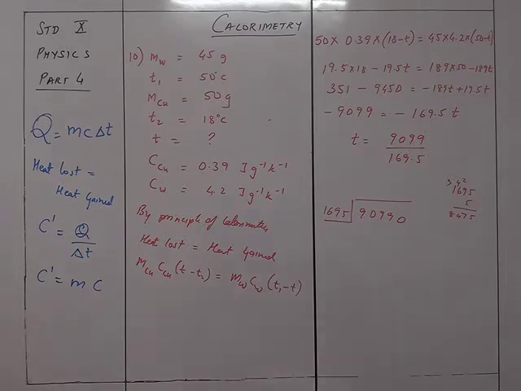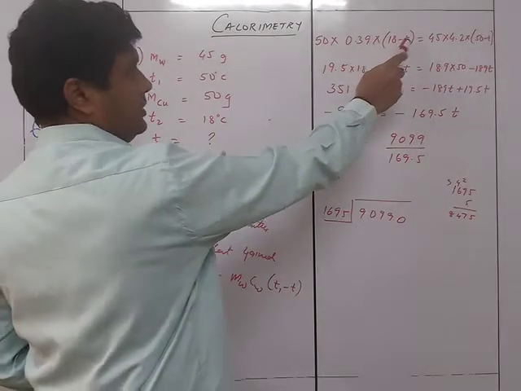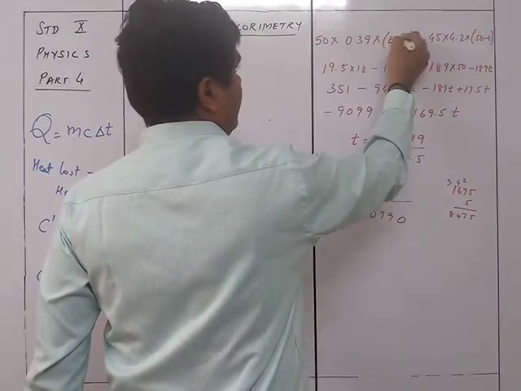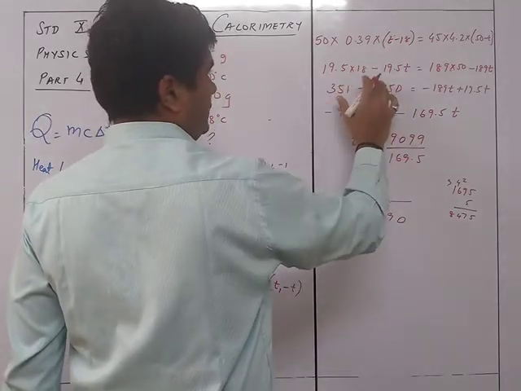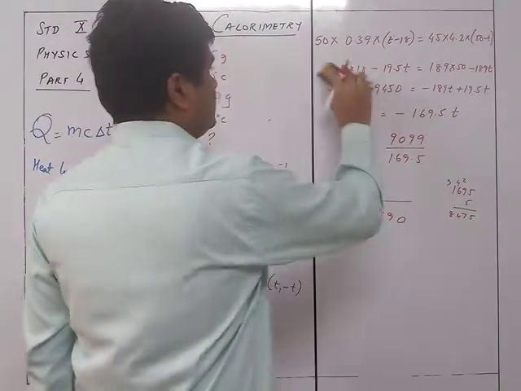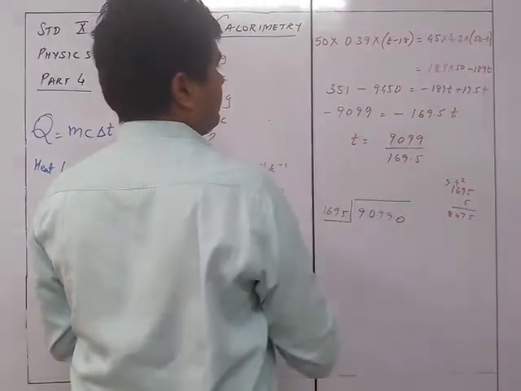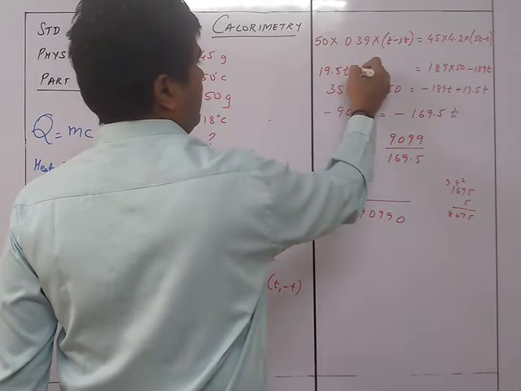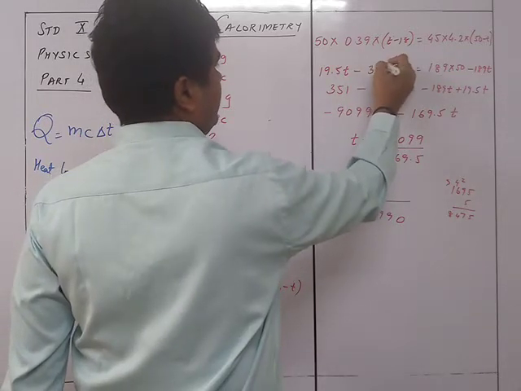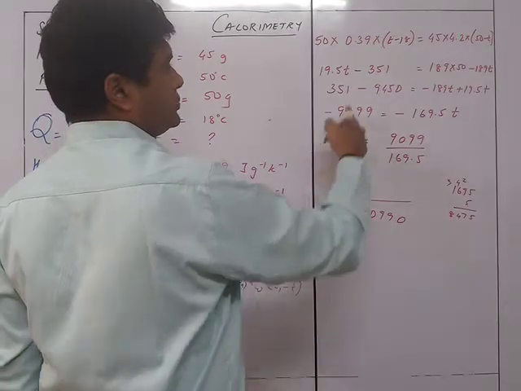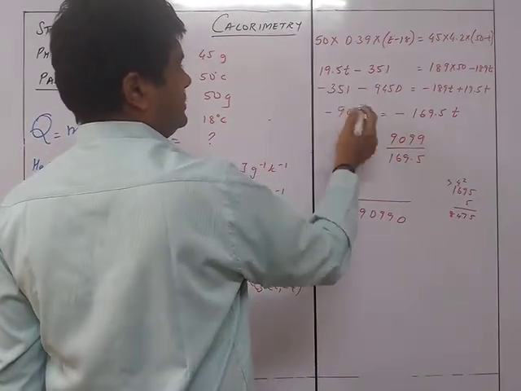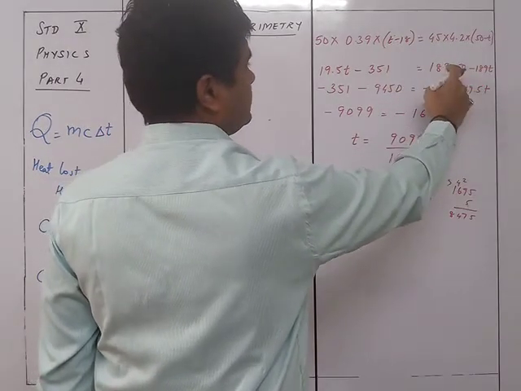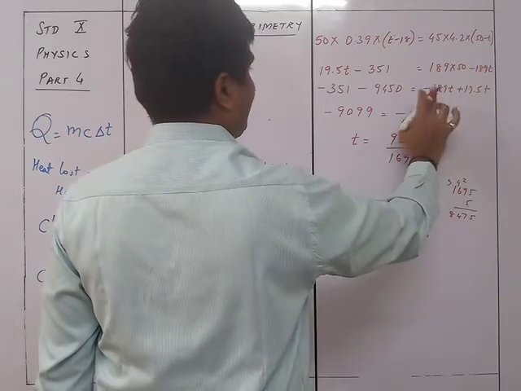Okay, I made a mistake over here. This is t minus t2. I took it as 18 minus t. So here it will be t minus 18. So that's why this will turn out to be 19.5t minus 351. Okay, so because it's minus over here, there will be addition here, and this goes over here and subtracts over here. So this is okay.